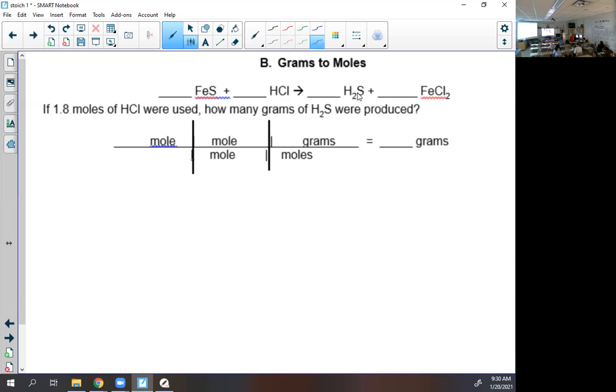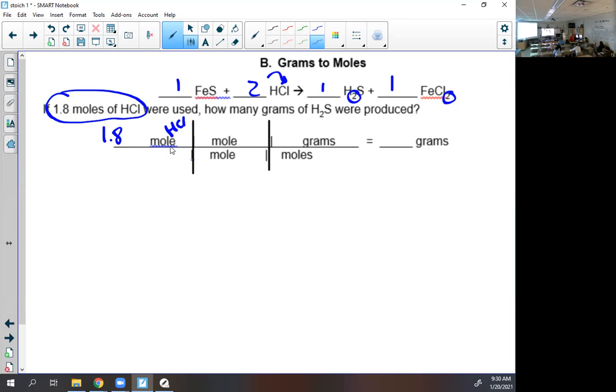All right, so two H's, that makes two Cl's, one iron, one sulfur. Will you raise your hands if you feel pretty good about balancing now? Hopefully we've gotten to that point. Okay, now I'm going to follow my process. I'm going to take my number and unit and start here with it. 1.8 moles of HCl.